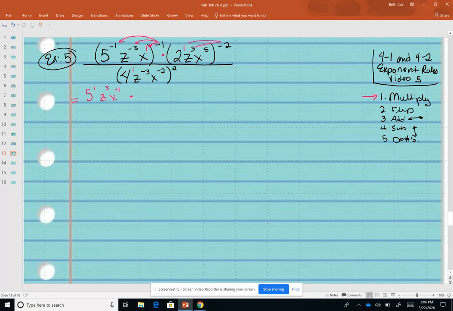Let's do the next one. So I want to do all those. So it'll be a 2 to the negative 2, z to the negative 6, x to the negative 10. Okay, and this is all over. All right, we'll do the bottom one. I'm going to draw my little arrows in. 4 to the positive 2, z to the negative 6, and x to the negative 4. And I think that's right.